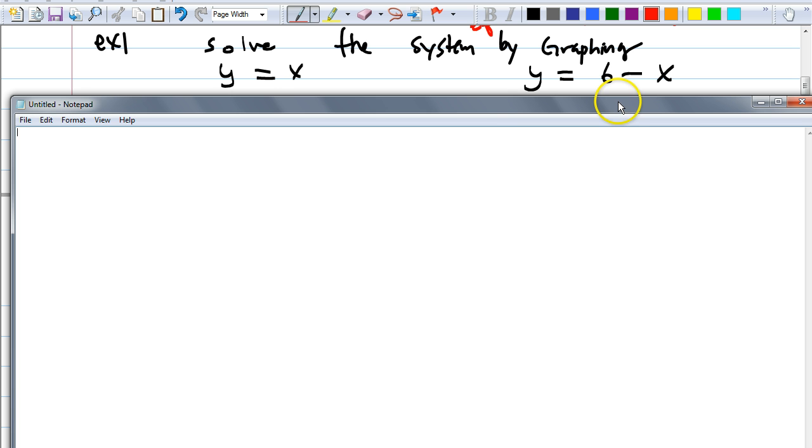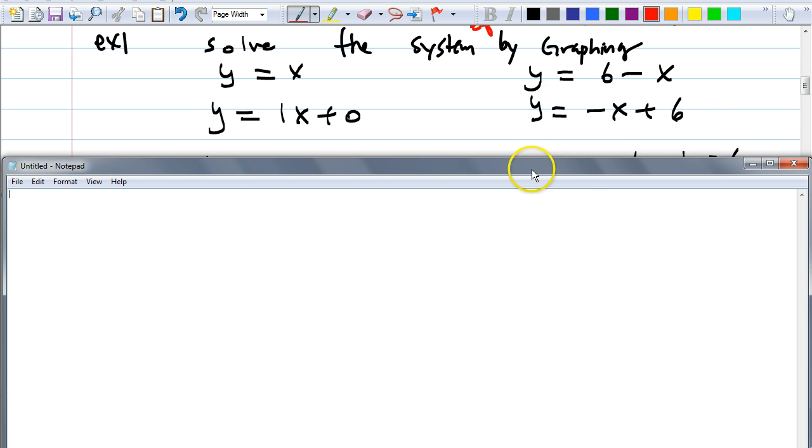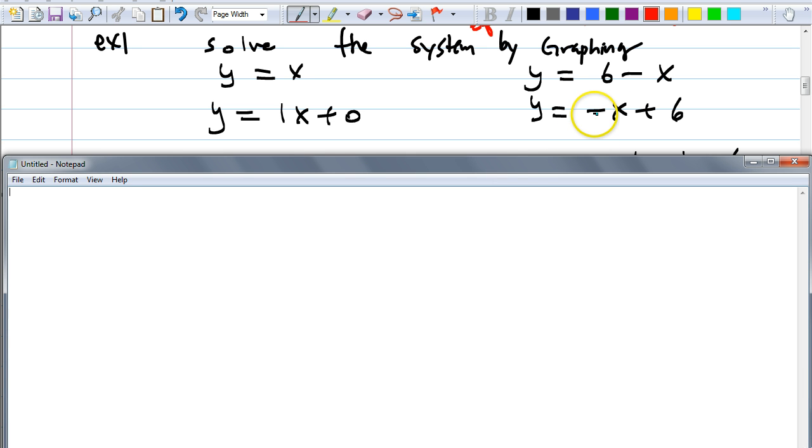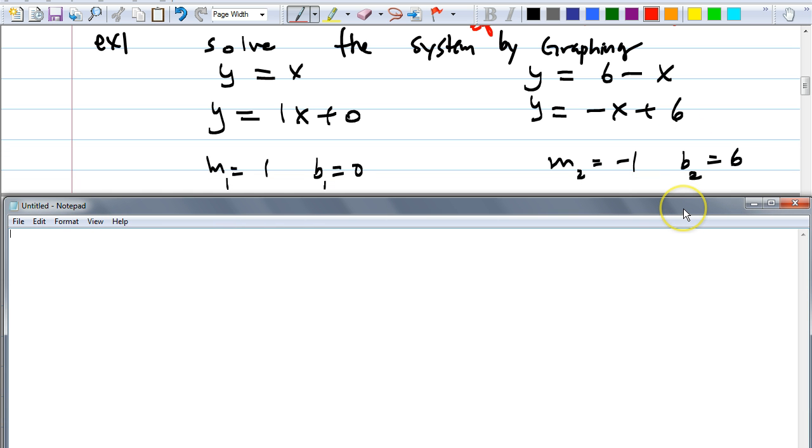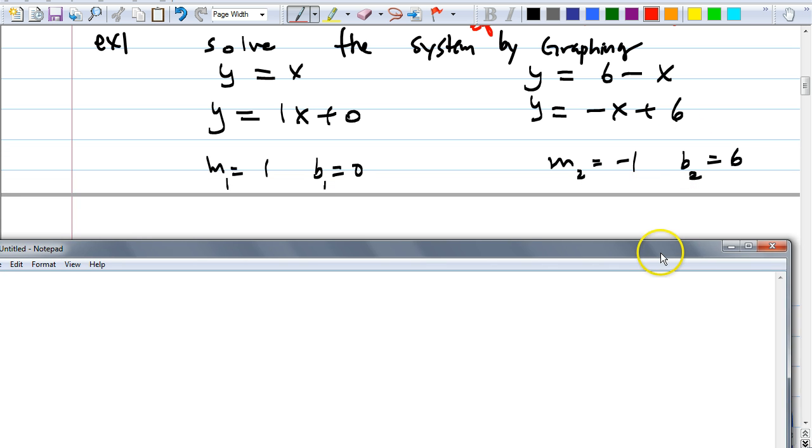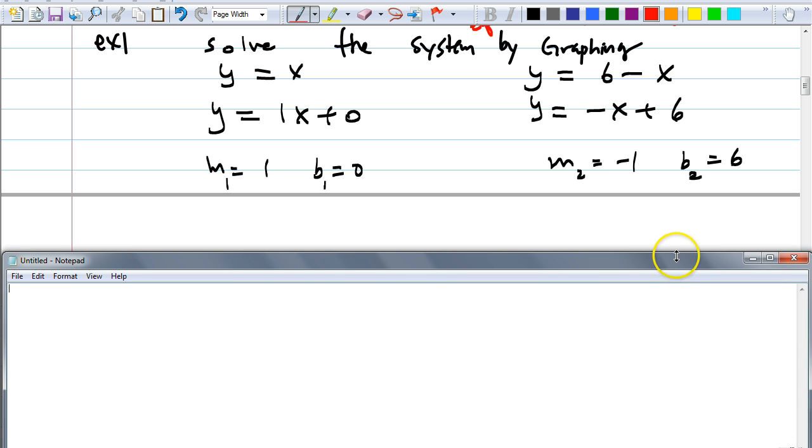I should rewrite this as y equals negative x plus 6. And therefore, what's the slope of the second line, class? Negative 1. And the y-intercept? 6. Okay. Do we know how to graph them? Did you all graph them? Okay. All right. Let me graph it for you.